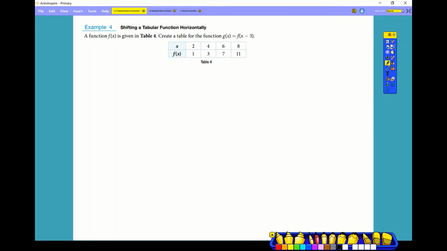So we're going to create a new function. Okay, good. They labeled it g of x. Sorry, they didn't. So for g of x, we're just going to ignore this. All right.